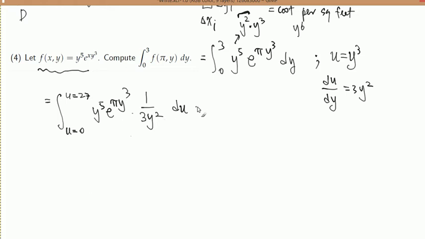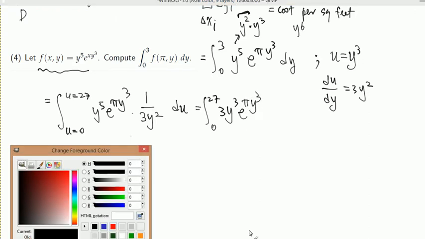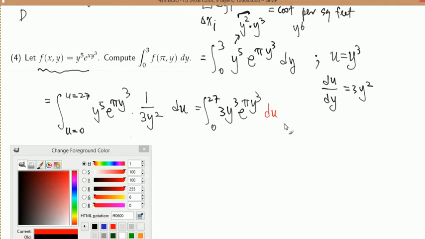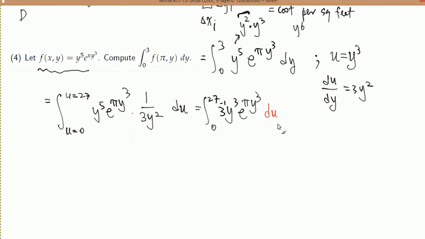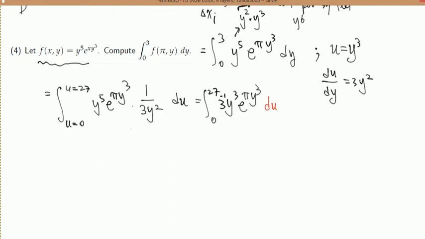Okay, so now switching to just this number, and if you cancel these two, we have 3 out there and y cubed and e to the pi y cubed, and we emphasize it here. That's right, 1/3. All right. Fixed it. All right, I'll pull it out eventually.